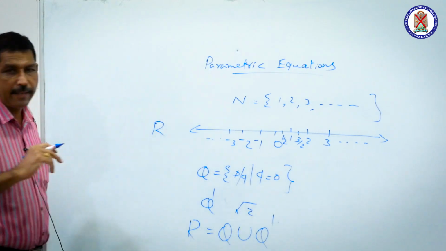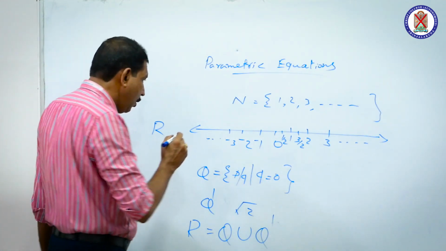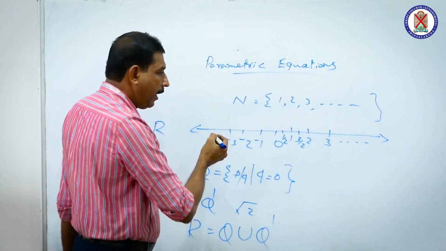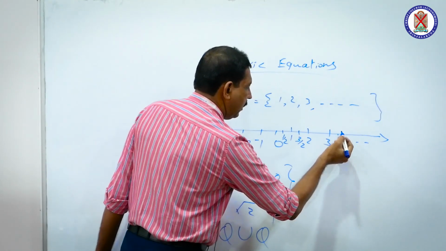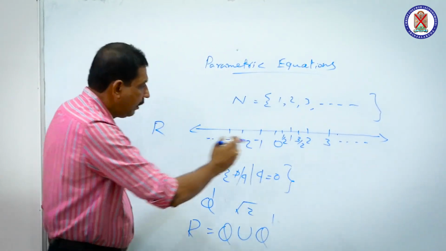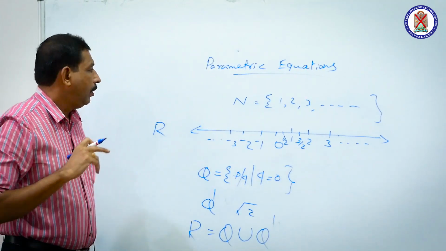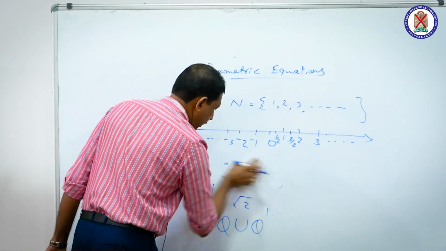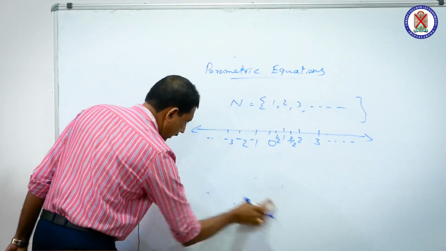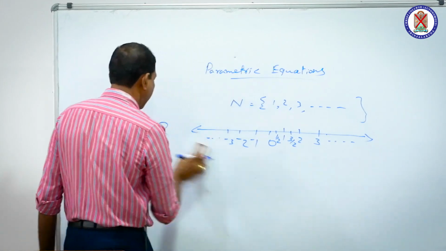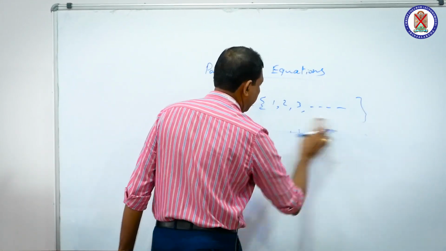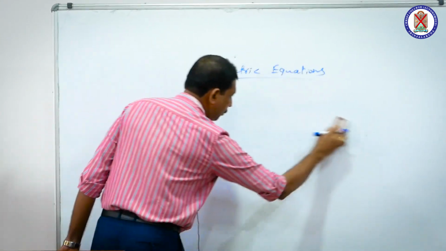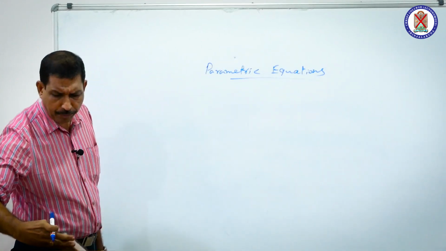Actually, this real number system is dense in the sense that for every real number, you have a definite place on this line. And if you take any point here, that will represent a real number which is greater than 3. These are the basics about the real number system. As far as mathematics students are concerned, the real number system plays a vital role in their studies. They will learn it in detail in future semesters.